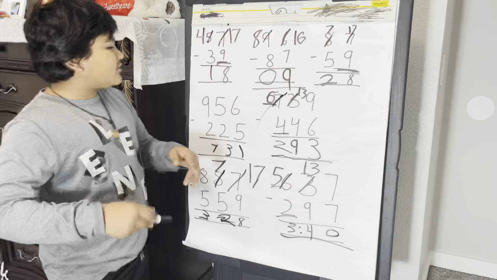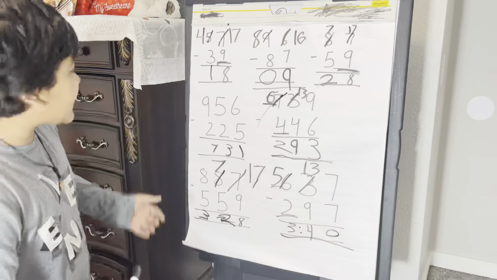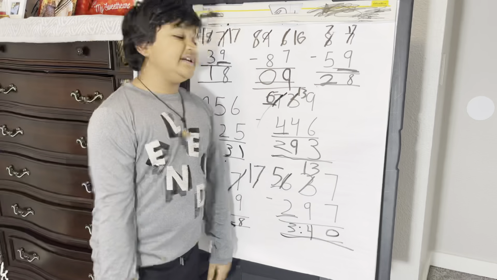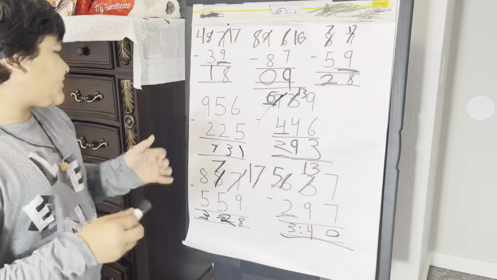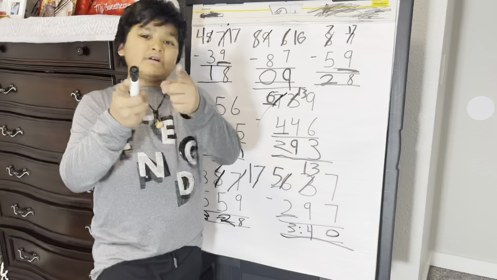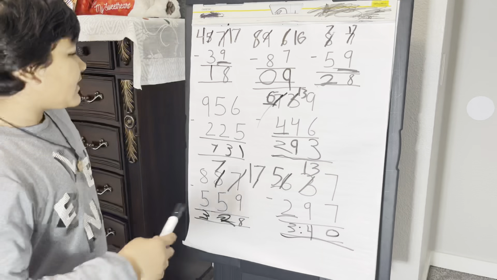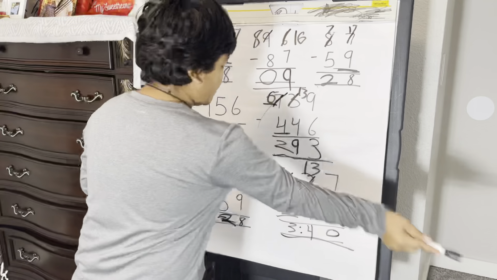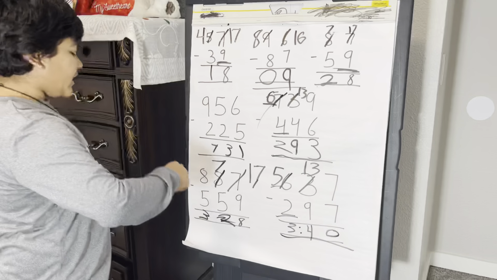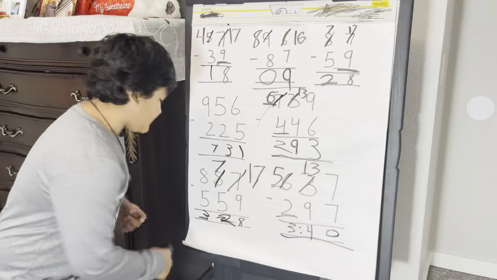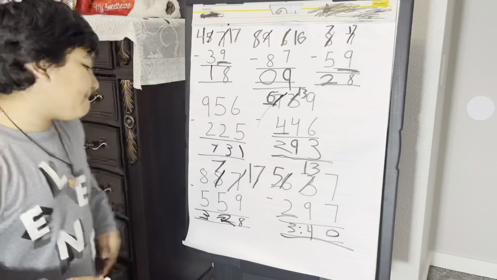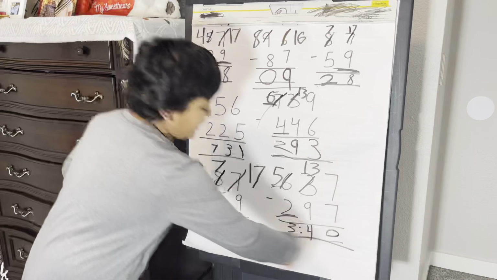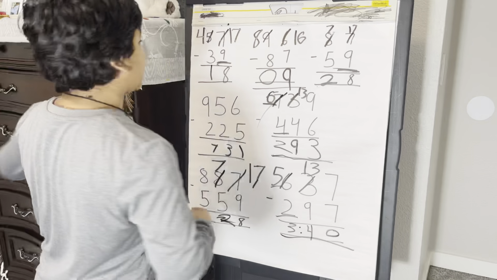Now I'm going to say this and then that. 57 minus 39 equals 18. 96 minus 87 equals 9. 87 minus 57 equals 28. 956 minus 225 equals 731. 739 minus 446 equals 293. 887 minus 559 equals 328. 637 minus 297 equals 340.